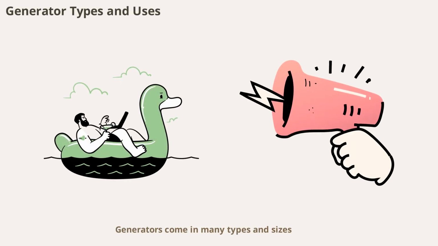Generators come in many types and sizes, from small portable units to massive machines in power plants. They can be powered by various energy sources, including steam turbines, water, wind, and internal combustion engines. Regardless of the source, all generators rely on electromagnetic induction to produce electricity.